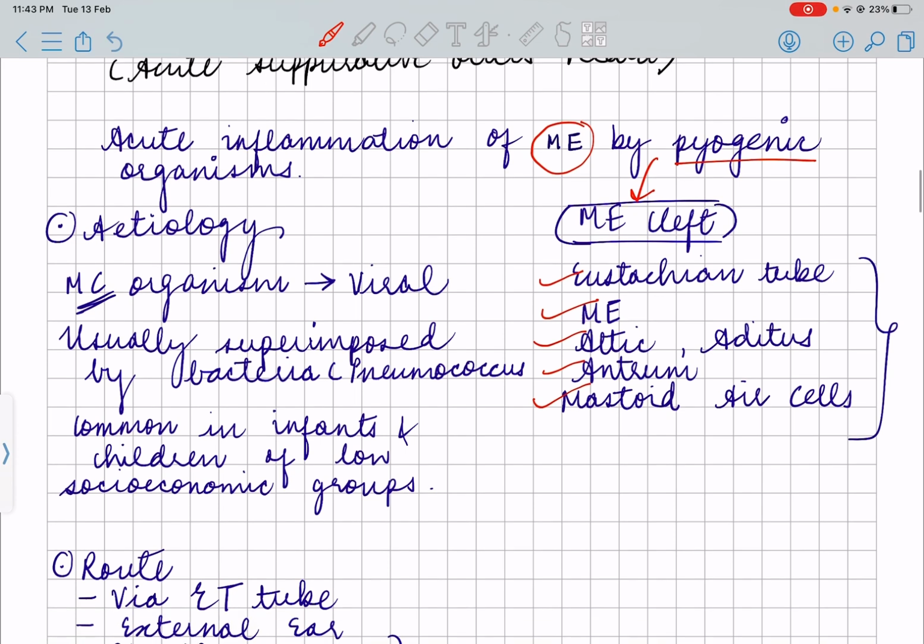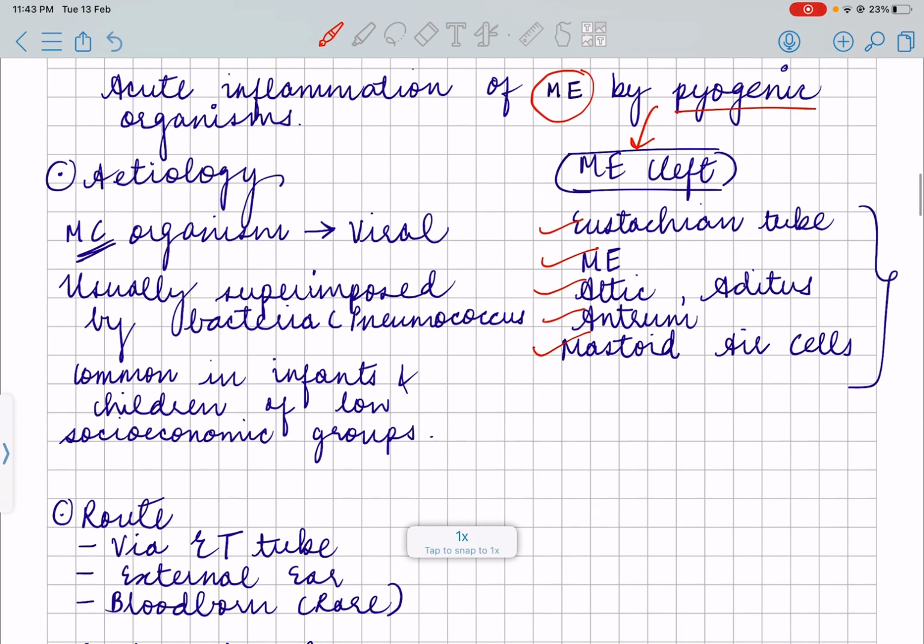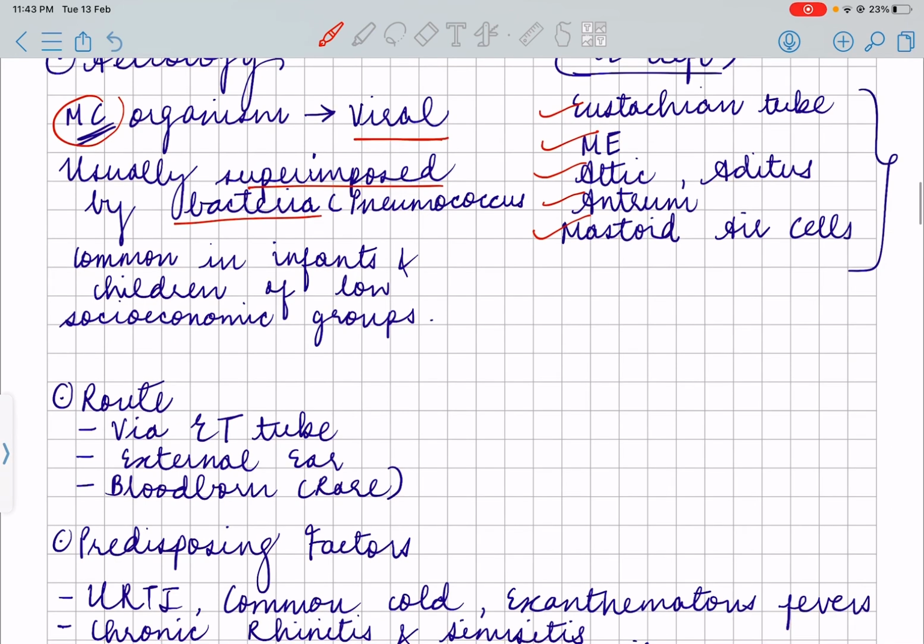Coming to the etiology, both viral as well as bacterial agents are involved in the etiology of ASOM. The most common organism here is viral, and this inflammation is usually superimposed by bacteria like Streptococcus pneumoniae or Haemophilus influenzae, also Moraxella. It's common in infants and children of low socioeconomic groups.